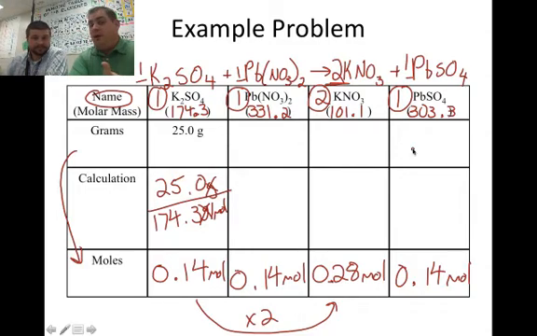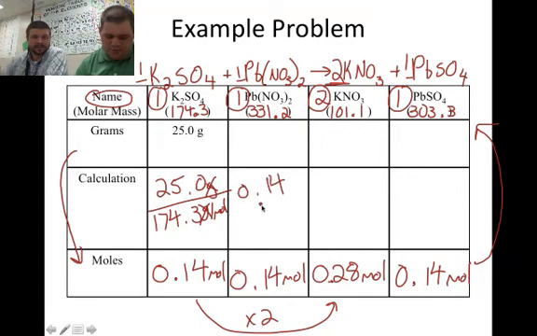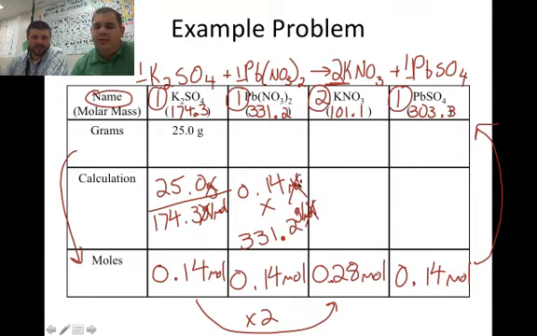Our ultimate goal of this problem, obviously, is to find the number of grams of everything. And so we had to find the moles to be able to do that. Let's go find the grams of these. So now in your flow chart, we're going moles to grams. What's it say to do in that case? We're going to multiply. So 0.14 times 331.2, and we have 46.4. Those moles cancel out, so I'll be left in grams. 46.4 grams of lead nitrate.